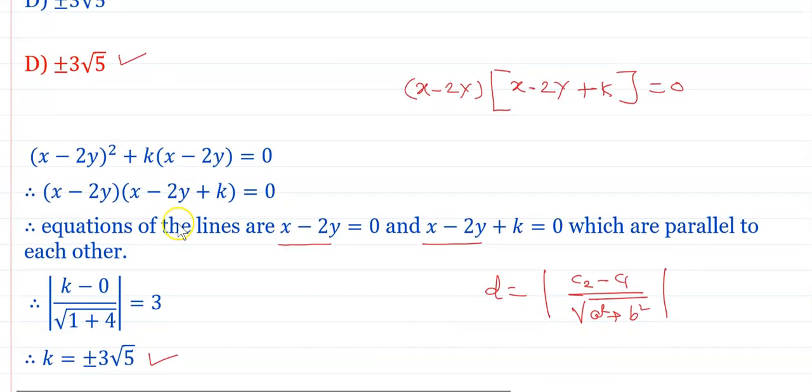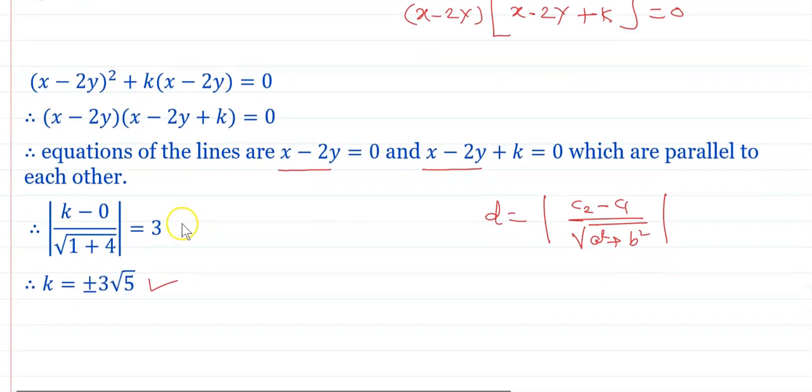And in this way, we have completed chapter number 4, Pair of Straight Lines, and what type of MCQs will be asked in the board exam as well as the CET examination.